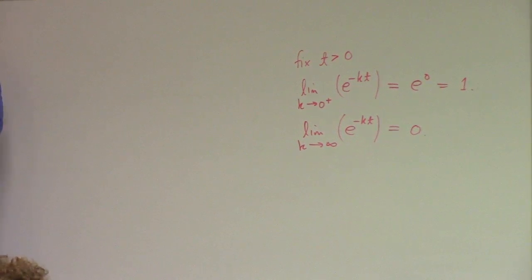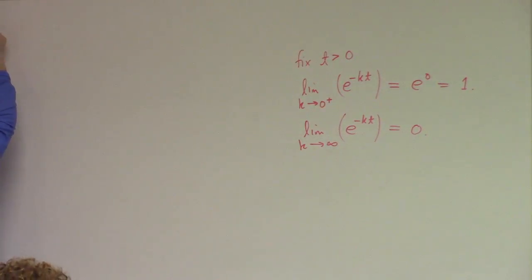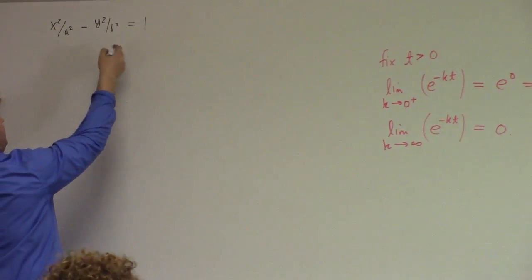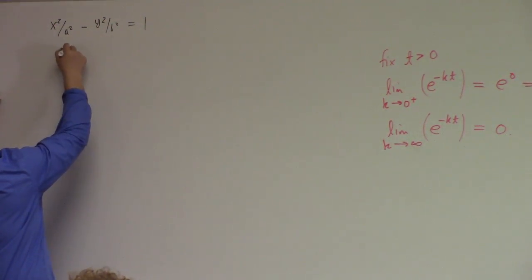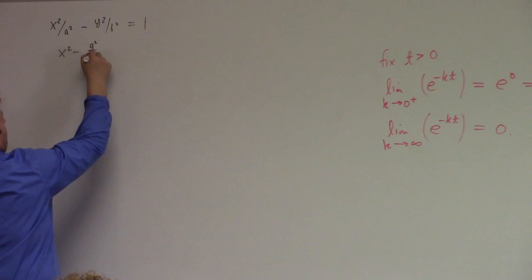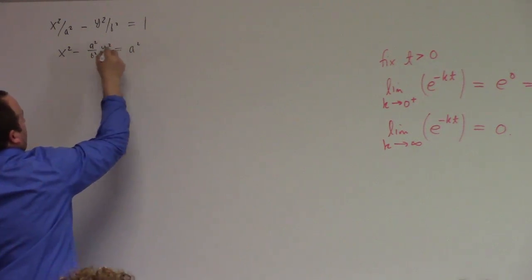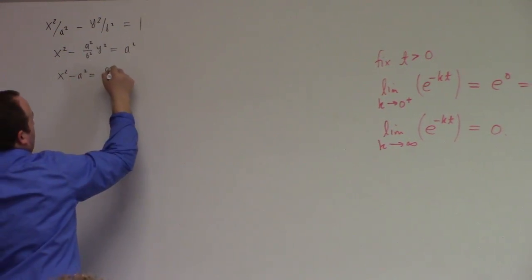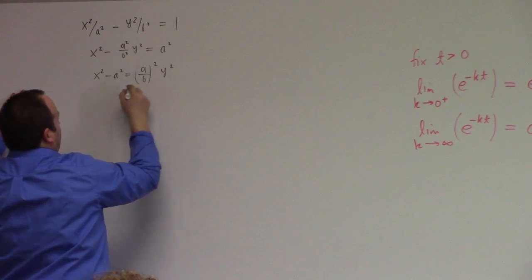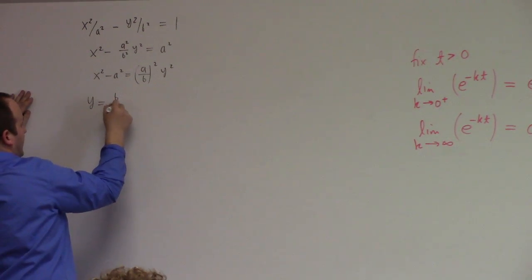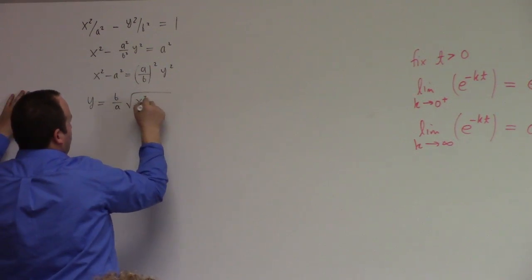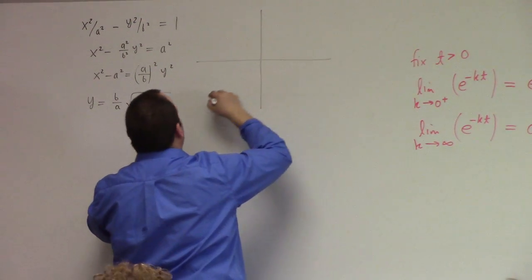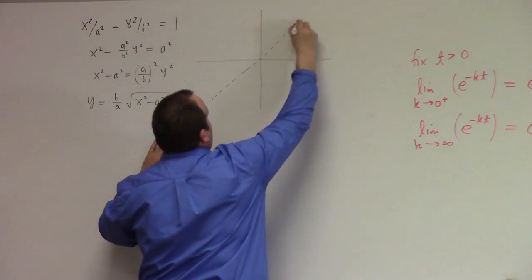So the other question that's kind of like this one is this: if you look at x squared over a squared minus y squared over b squared equals 1, this is a hyperbola, right? If you multiply by a squared, you get x squared minus a squared over b squared, y squared equals a squared, which gives me x squared minus a squared equals a over b quantity squared times y squared. If I solve for y, I get b over a square root of x squared minus a squared, at least in a certain place. And so you can look at this, the hyperbola has asymptotes, right?